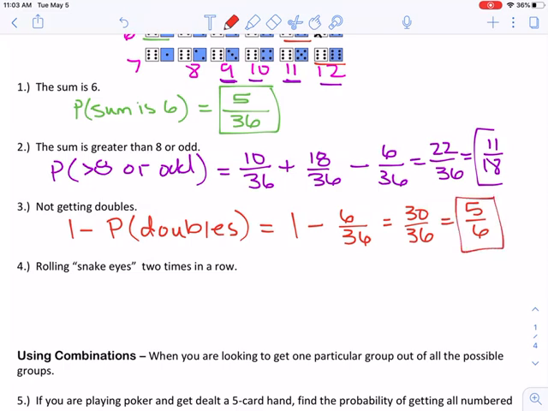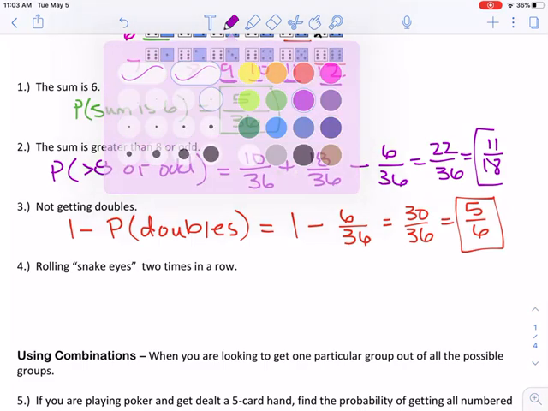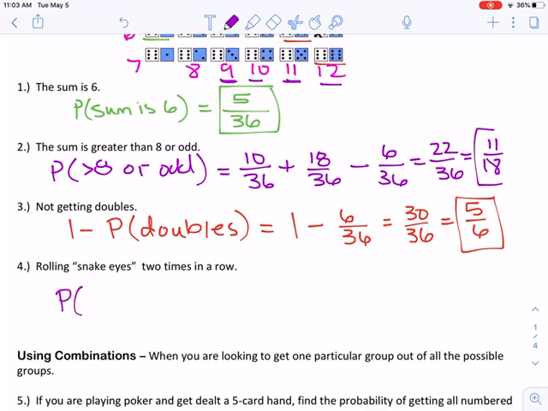Maybe I'm rolling multiple times. Anytime I'm doing something multiple times, I want to multiply the probabilities. So for question number 4, I want to find the probability of rolling snake eyes, which is just a 1, 1, and snake eyes again.